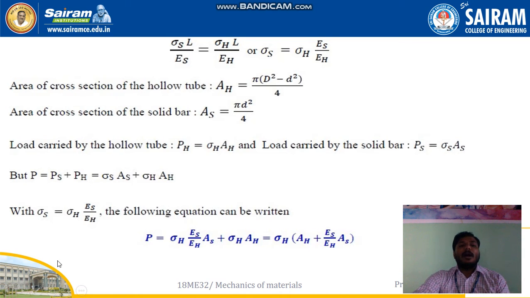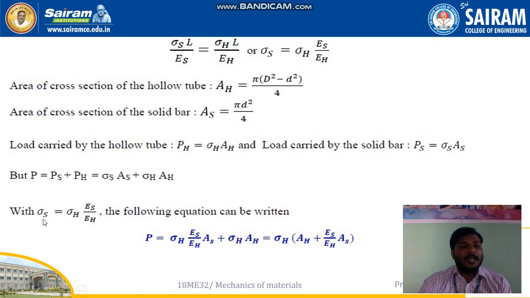Now, the load carried by the hollow tube, with the notation either P or H, is the stress of the hollow tube into the area of the hollow tube. The load carried by the solid bar is the stress of the solid bar into the area of the solid bar. The total load P equals Ps, the load of the solid bar, plus the load of the hollow tube, which equals the stress of the solid bar into the area of the solid bar plus the stress of the hollow tube into the area of the hollow tube. So the load becomes this equation.